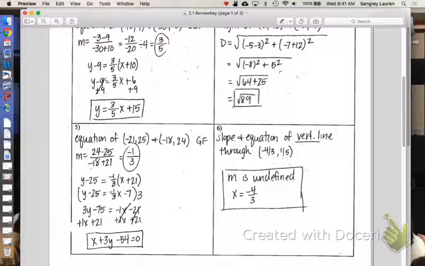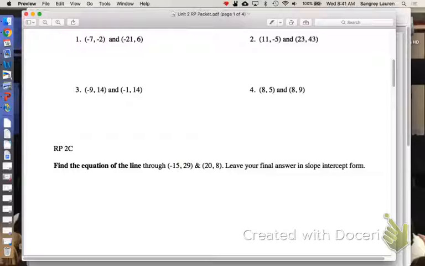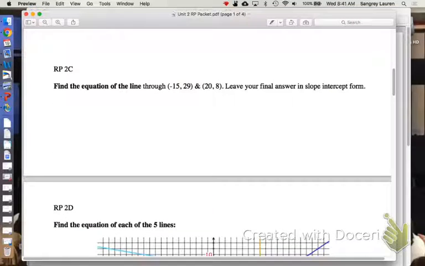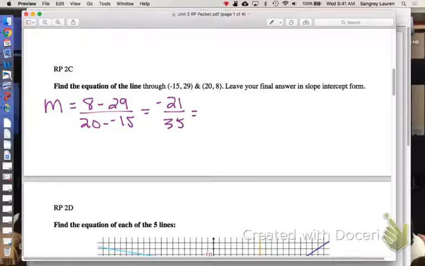Okay, now you had a review problem. So we have to find the equation of this line, and the answer is going to be in slope-intercept form. So the first step is to always find the slope. So we have 8 minus 29 over 20 minus -15. So this is going to be -21 over 35, which reduces to -3/5. So there's your slope. Then we need to use point slope form.